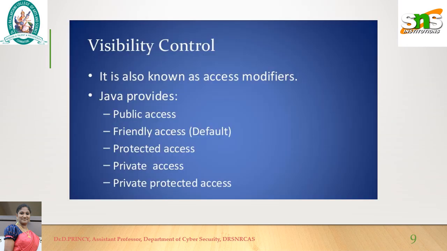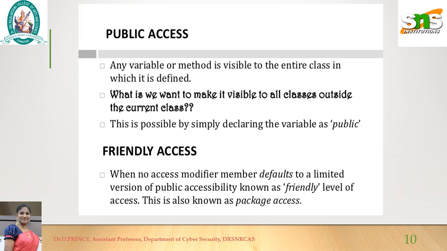Now we move on to visibility control. When you derive a new class from a superclass, we have to concentrate on the access specifier. It is based on the type of access used. There are five types: public access, friendly access, protected access, private access, and private protected access. Public access means all the members of the class are visible to the overall program. It is public, so we can access it from anywhere.